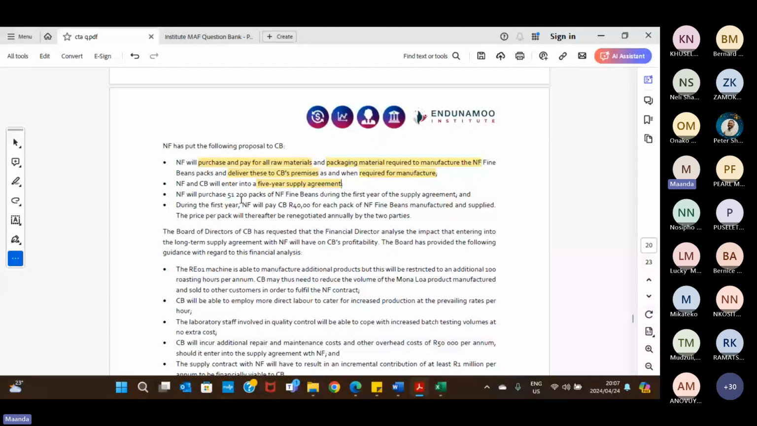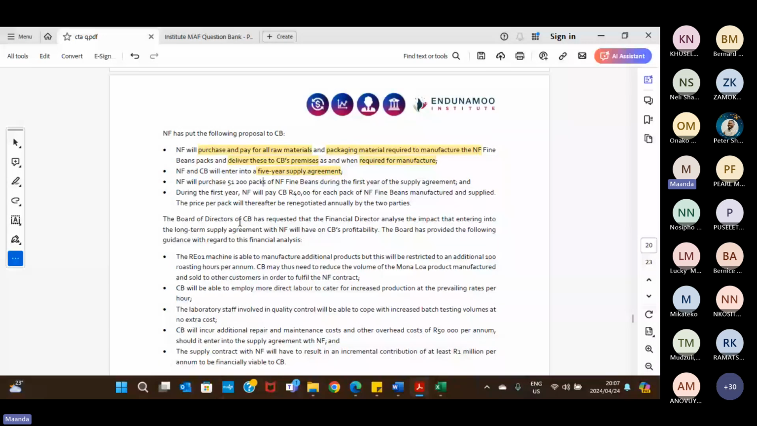So NF and CB will enter into a 5-year supply agreement. Again, 5 years is a long time. You can come up with a lot of considerations when it comes to this as well. You can talk about renewals. What if it finishes? What are the renewals? What if we enter into a 5-year agreement and then something better comes? Can we then get out of the contract? Because now we are locking ourselves in for 5 full years. So you can think about a lot of things there as well.